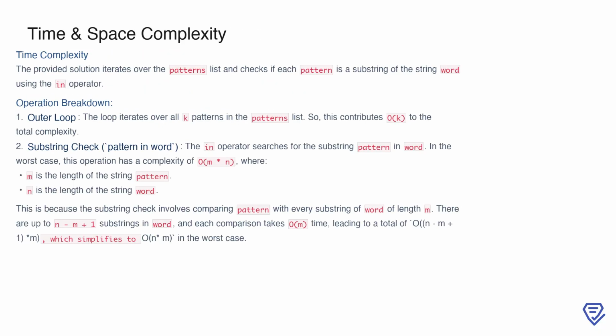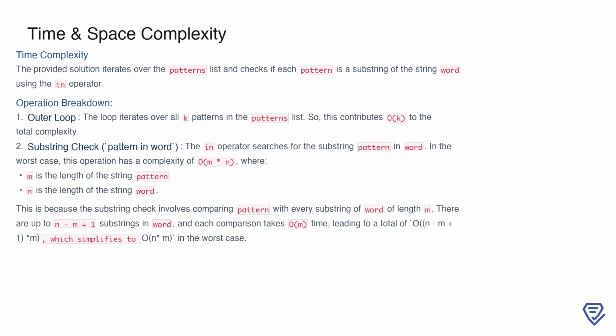When analyzing the time complexity of this solution, we begin by evaluating the operations involved. The solution processes each pattern in the patterns list, and for each pattern, it checks if it exists as a substring within the string word using the in operator. The first component of the complexity comes from the outer loop, which iterates over all k patterns. This contributes O(k) to the total complexity.